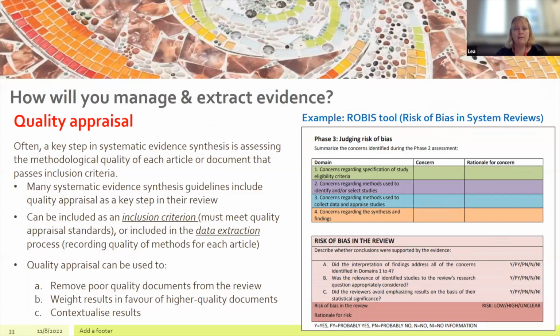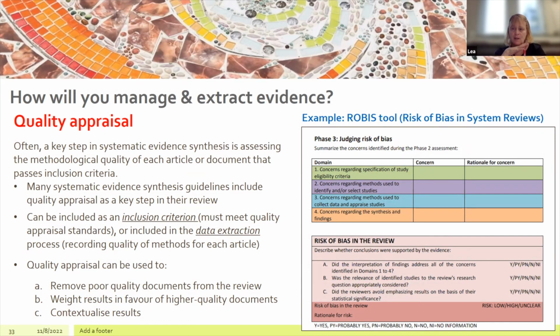Quality appraisal is often a key step. It's not always used, but it's often a key step in systematic evidence synthesis. Again, it's a required part of many systematic review protocols. And this is where you're basically taking into consideration the quality of the research in your review.